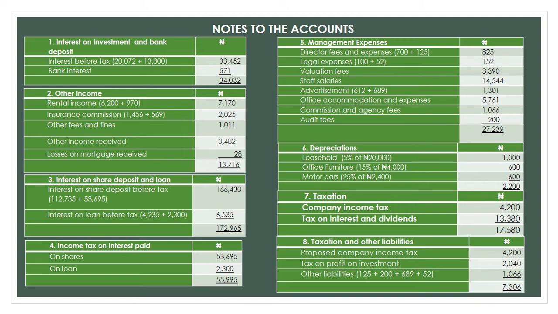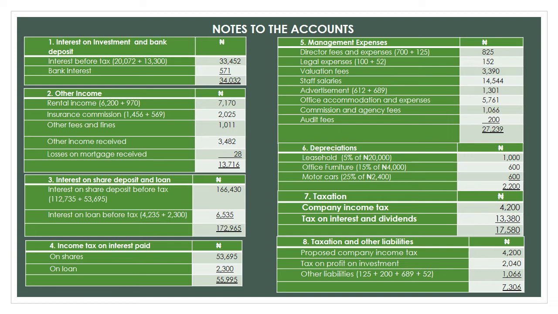Then the next thing is interest on share deposit and loans. You have interest on share deposit before tax, which is 112,735. Okay, these are expenses now. So you go to the debit side of your trial balance, you see 112,735 as interest on shares.